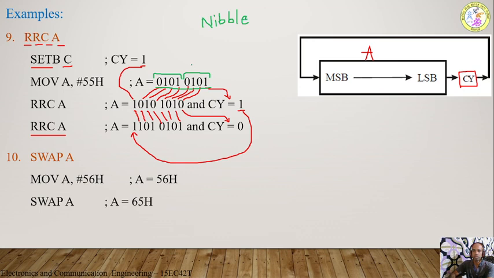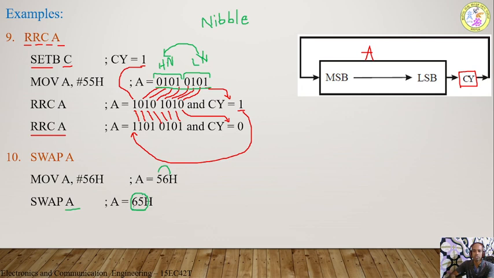So now here we have the lower nibble, we call this LN, and this is called the higher nibble, HN. So what will this swap instruction do? The swap instruction will exchange the lower nibble as well as the higher nibble. So these bits will come here and these bits will come here. That is what the swap instruction will do. Now for example, move A comma 56. 56 will come to the accumulator, and SWAP A exchanges 5 with 6, so this becomes 65. So 6 will come here and 5 will go here.